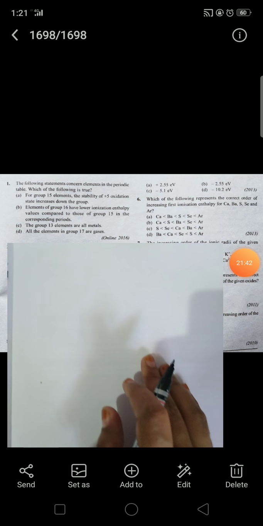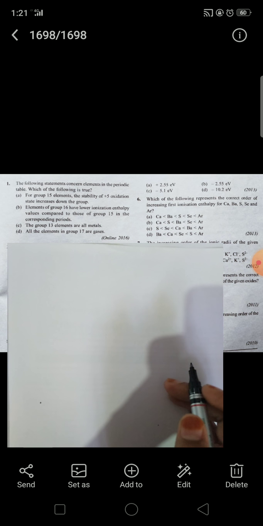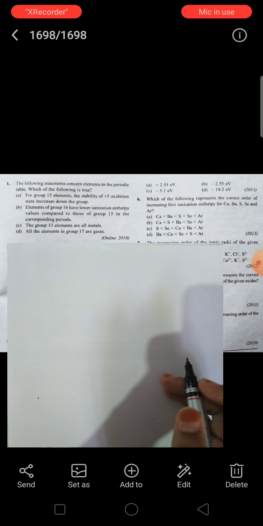So I hope you understood all the trends in the periodic table, what things happen and are important in the periodic table, and how they change across the period and down the group.